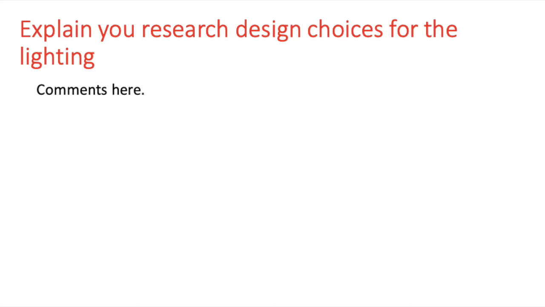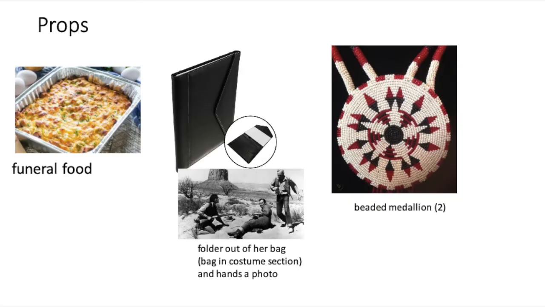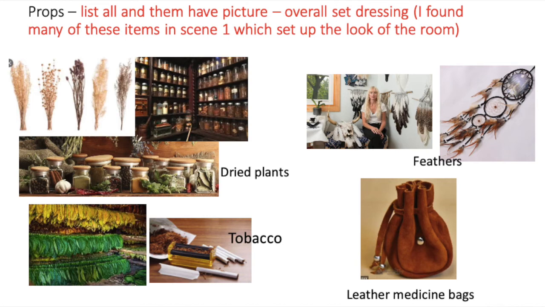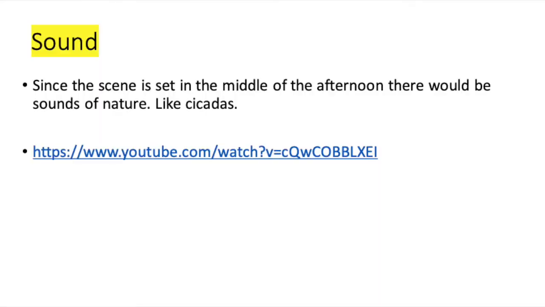Explaining my research choices and then the props. So I want you to take a picture of all of the props or find a picture for every prop that is represented and you read in the script and just label it. And then I put some of my overall set dressing, which I thought would be in the background. And then here's some sounds. You can link me to sounds on YouTube if it's something specific, if you want transition music, if you have a vision, if there's underscoring, or you can just explain it to me.